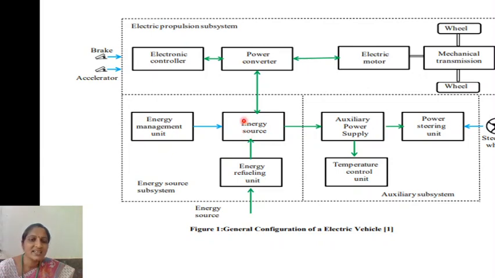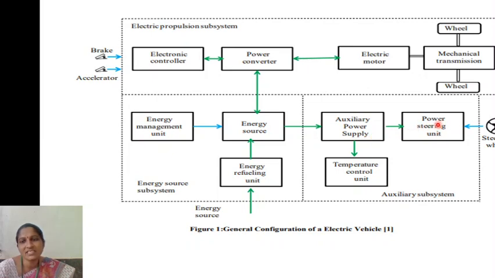To maintain the energy in the battery, you need an energy management unit, which takes care of how much energy is going to be used. The energy refueling unit means that if you want to charge the battery, a charger can be connected to the electric refueling unit. Also, from the battery, the power is transmitted to the auxiliary power supply. This is required because in the vehicle there are air conditioners, tape recorders and FM radio, and for them some amount of power supply is required. That is taken care of by the auxiliary power supply.